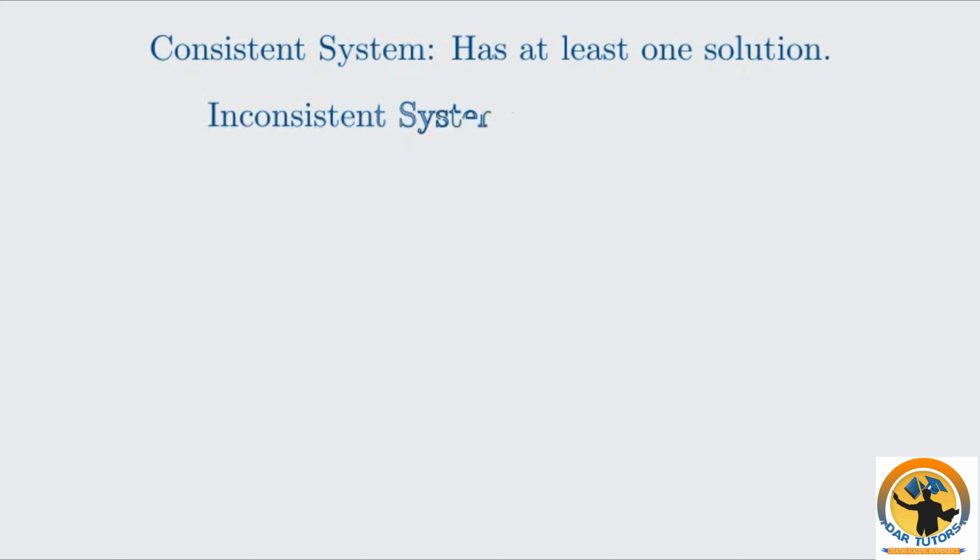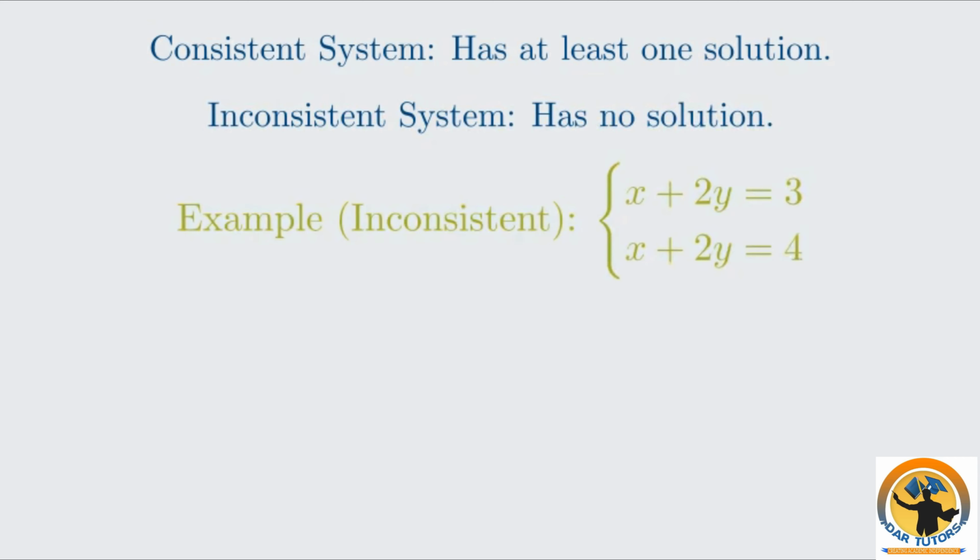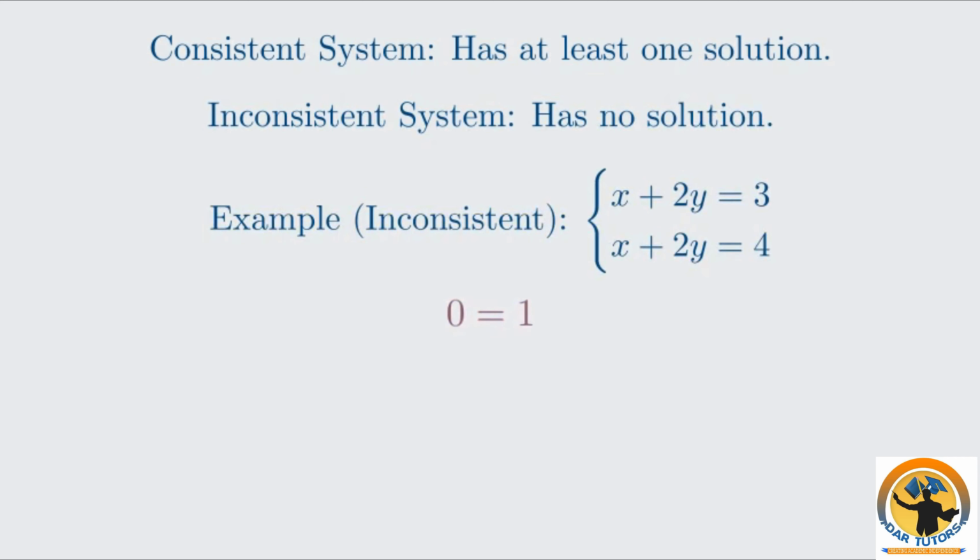Consider the system x + 2y = 3 and x + 2y = 4. If we subtract the first equation from the second, we get 0 = 1, which is a contradiction. There are no values of x and y that can satisfy both equations simultaneously, so this system is inconsistent.